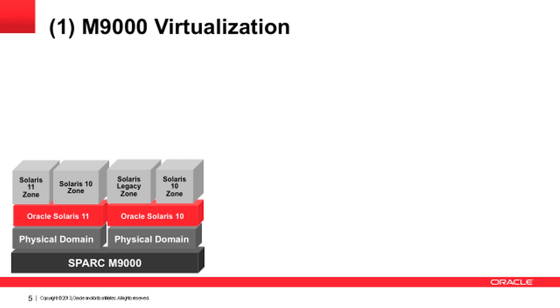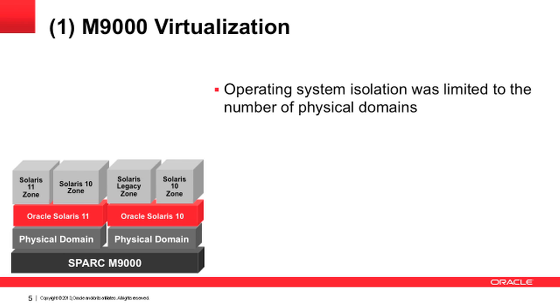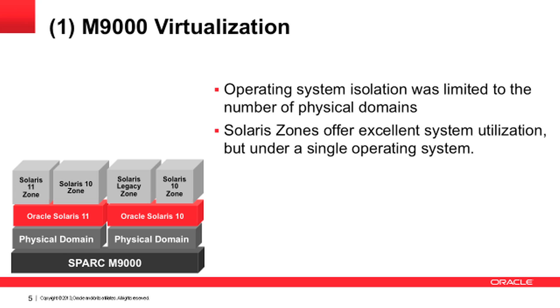The SPARC M9000 could support up to 24 physical domains, but each of those domains could only run a single operating system, so the M9000 was limited to the number of physical domains, but the use of Solaris zones does offer excellent system utilization. However, it only runs under a single operating system.